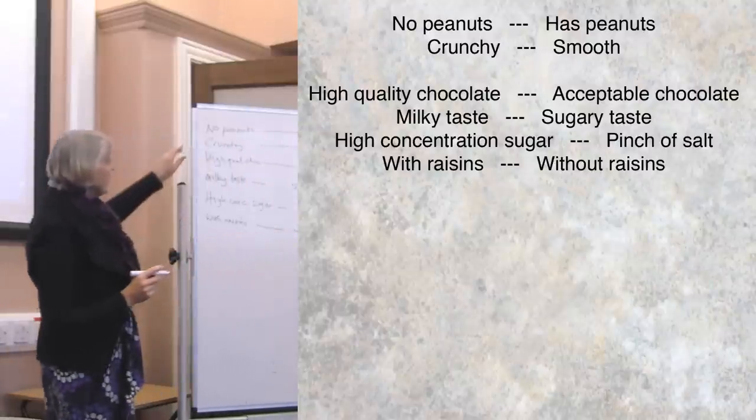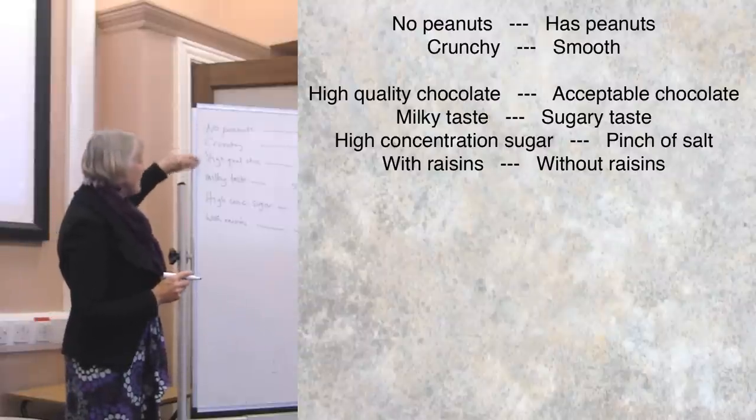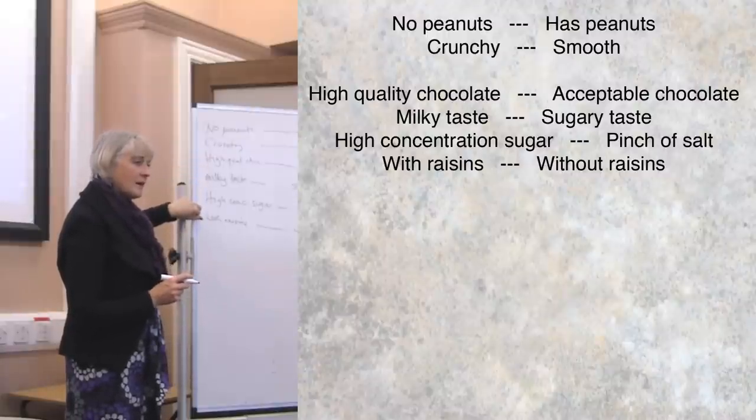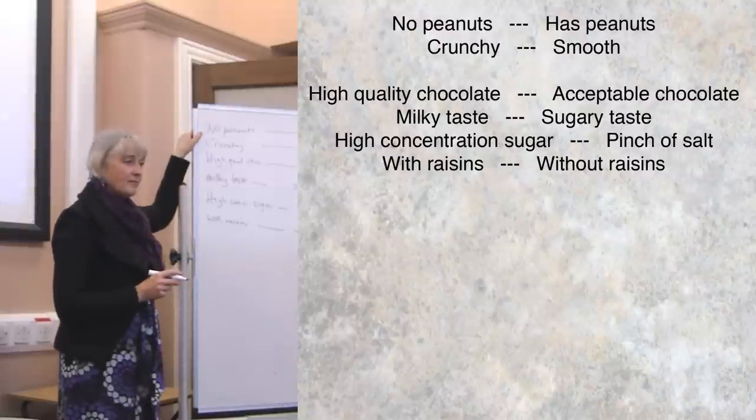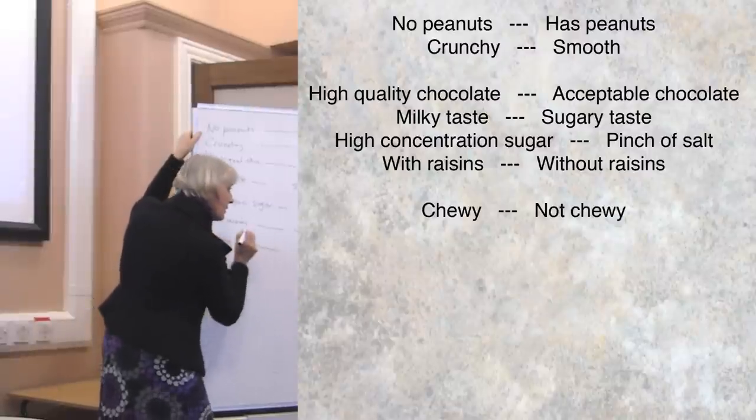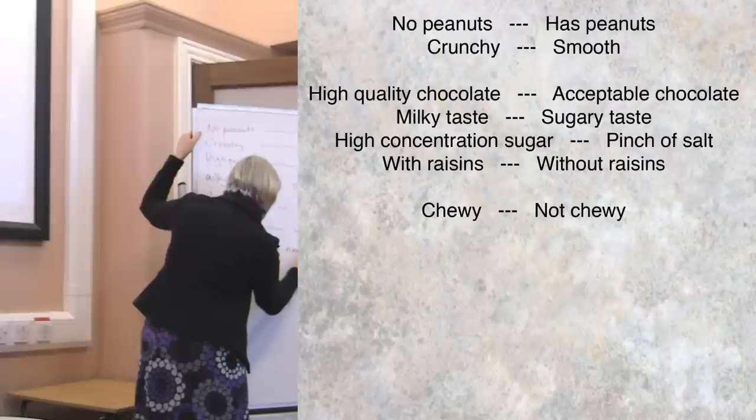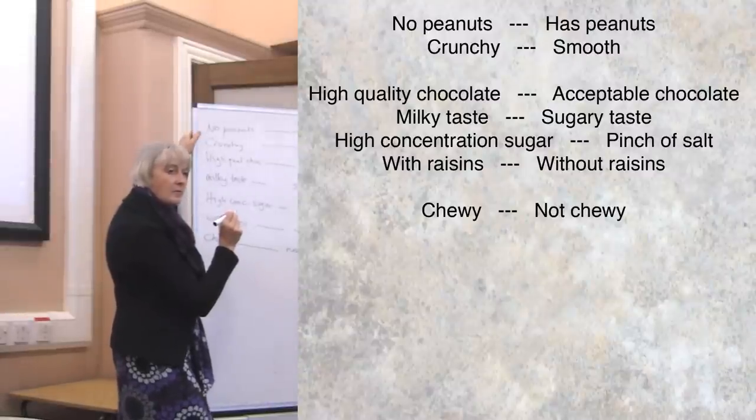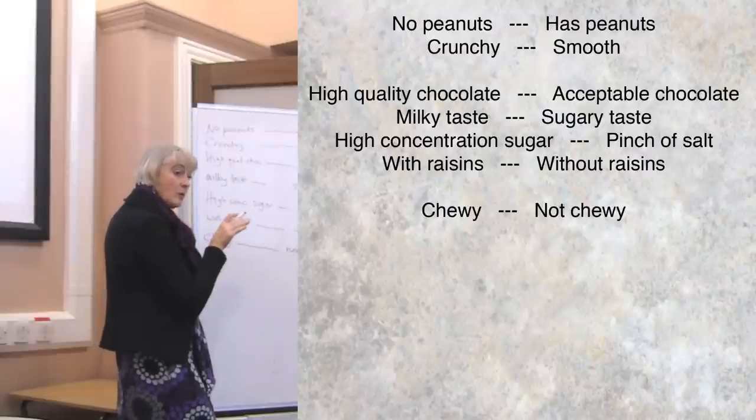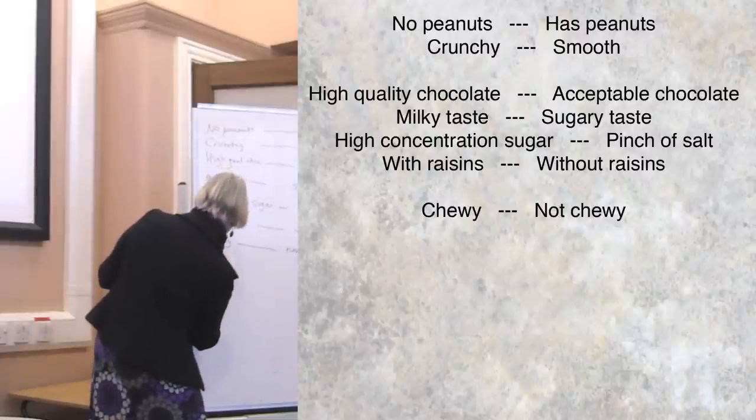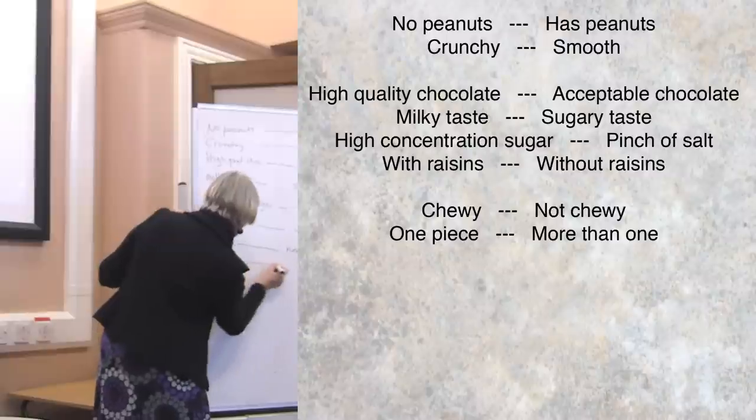Does anybody want to contribute one that they think is similar to any of these, but not exactly the same? Anyone got one about nuts? Yeah. So we have chewy as well, chewy as opposed to non-chewy. We got a single piece, a bar that has one single piece of chocolate as opposed to two or more bars. One piece, more than one.